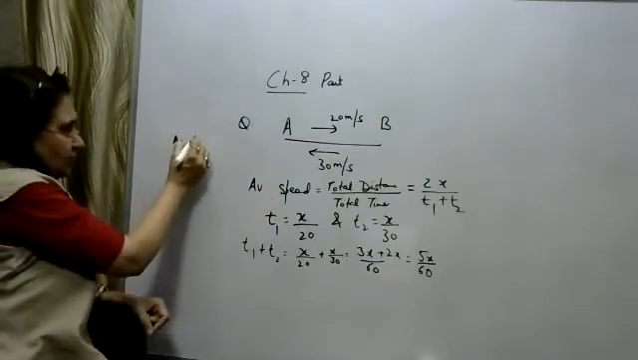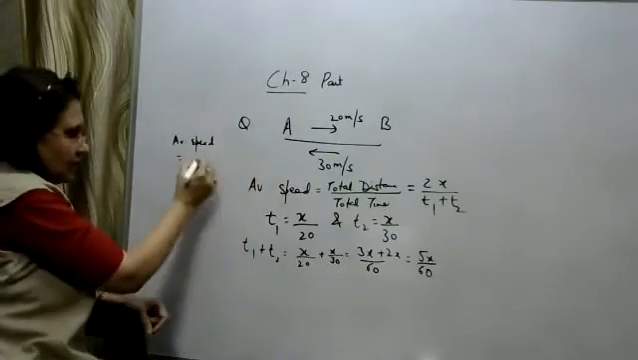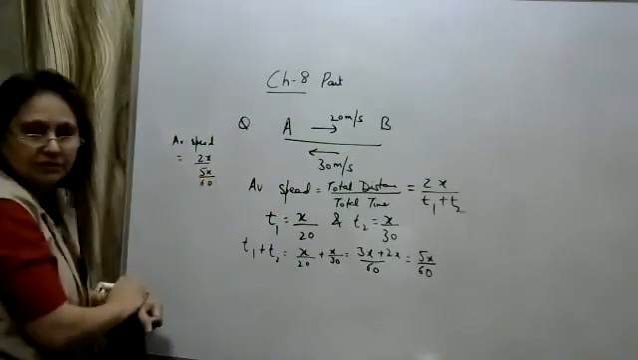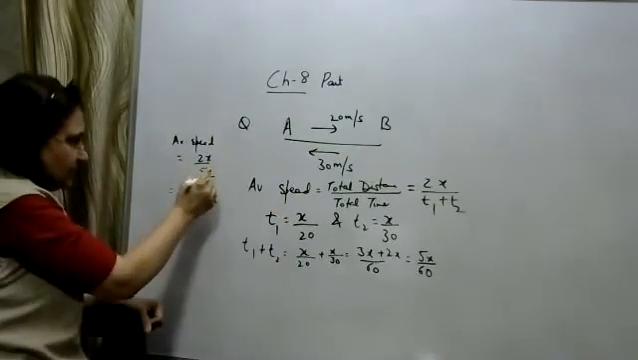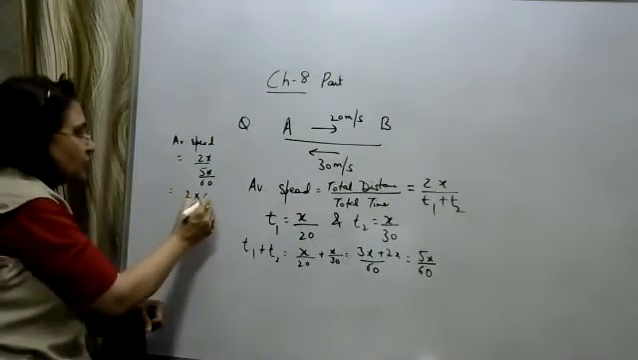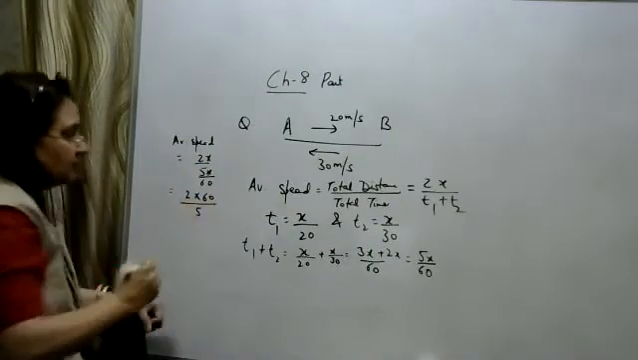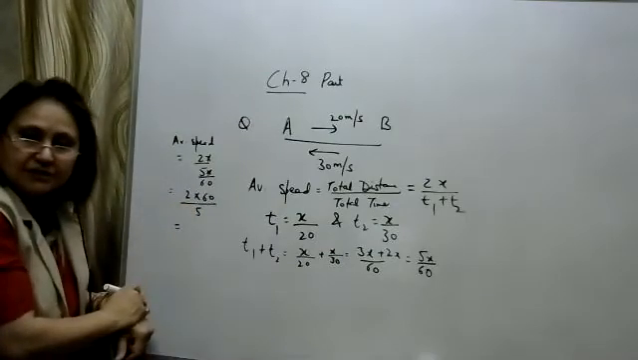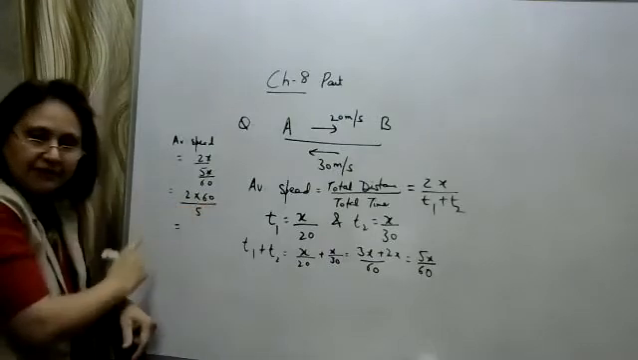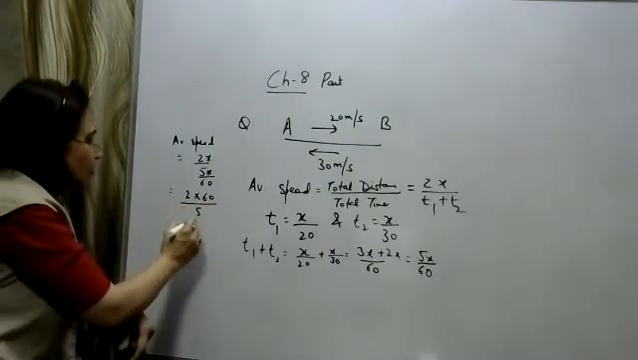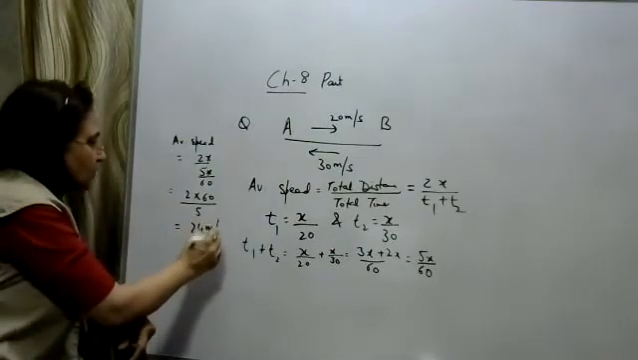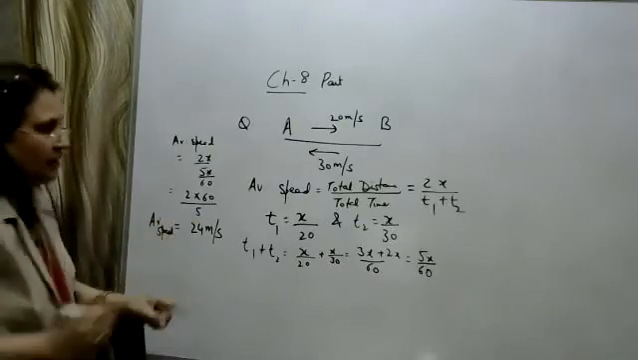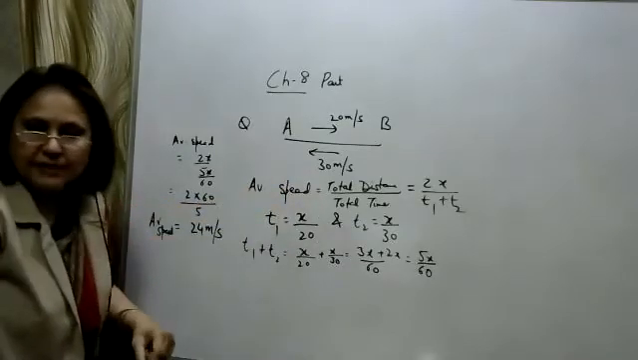Now let's find out the average speed. Average speed is equal to the total distance, 2x, upon the total time, 5x upon 60. This can be simplified: x and x you can cancel out. 2 into 60 upon 5. 60 divided by 5 is 12, since 5 into 12 is 60. So 12 into 2, 24 meters per second is his average speed. This way we calculate the average speed: the total distance upon the total time taken.